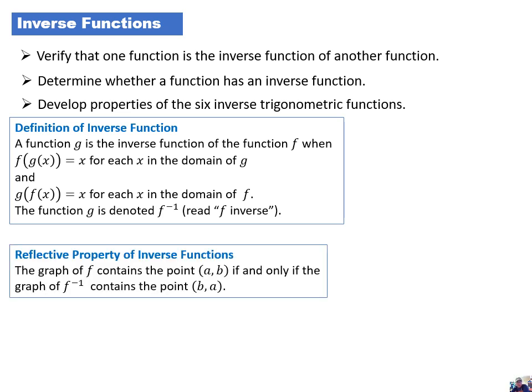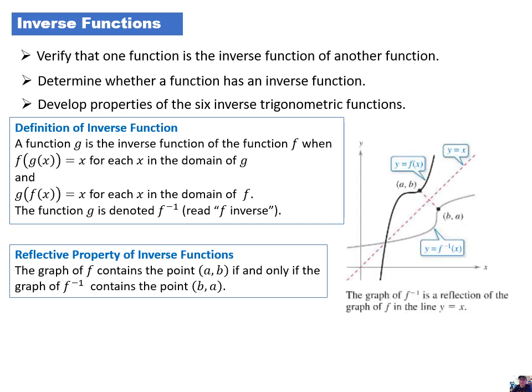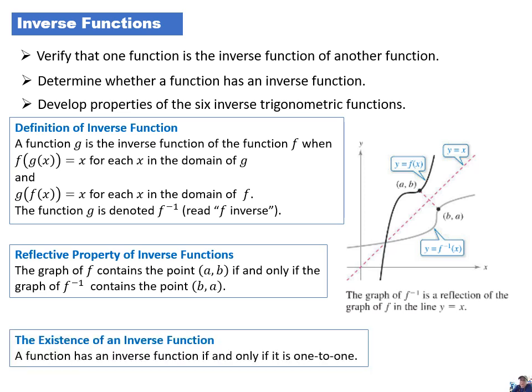Reflective property of inverse functions. The graph of f contains the point (a, b) if and only if the graph of f inverse contains the point (b, a). In other words, all an inverse function does is take the output, or the y value, of the original function, perform algebra on it, and get out the x value of the original function. The x's and y's switch. So we take a look at a graph of f inverse and f. Notice they are reflected across the line y equals x.